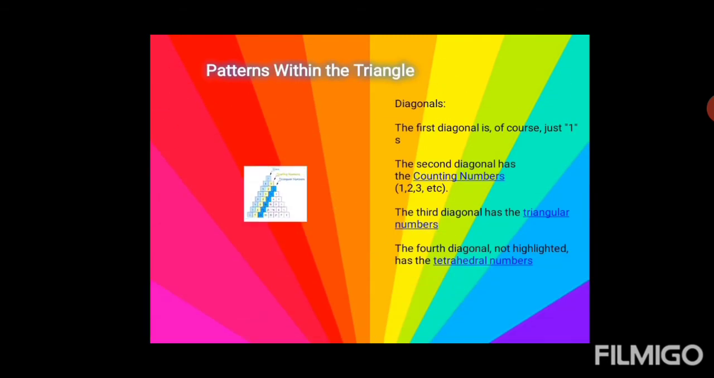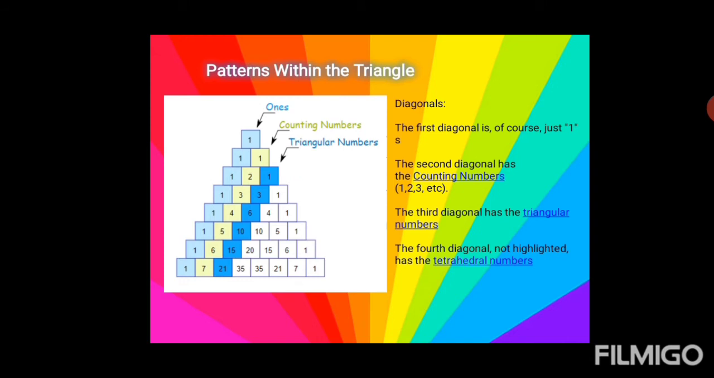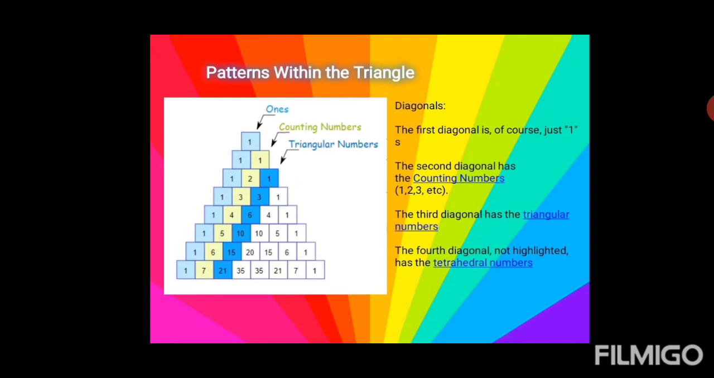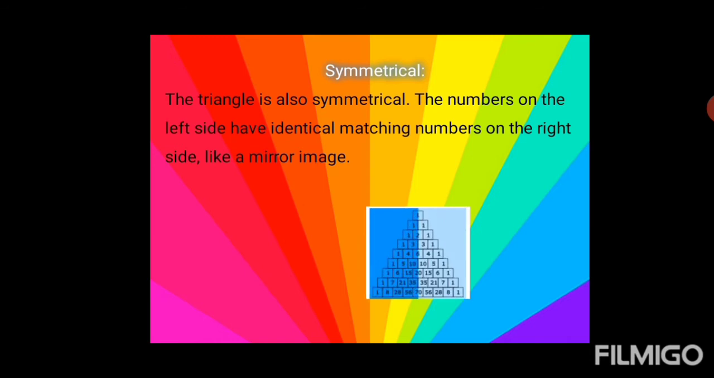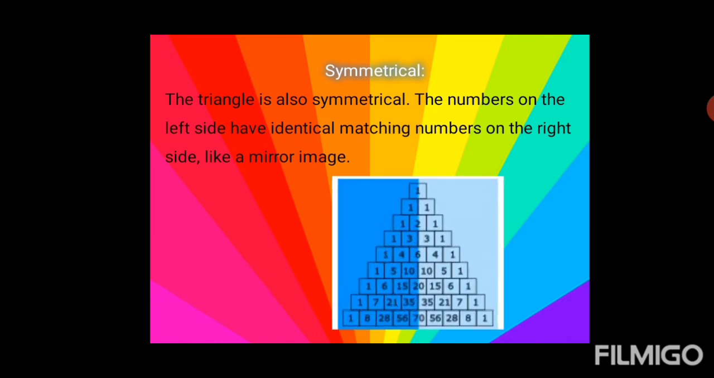Patterns within the triangle. First, diagonals. The first diagonal is of course just ones only. This is pattern. Then second diagonal has the counting numbers 1, 2, 3, 4, etc. The third diagonal has the triangular numbers 1, 3, 6, 10, 15, 21 and so on. The fourth diagonal, not highlighted, has the tetrahedral numbers 1, 4, 10, 20, 35 and so on. Then symmetrical. The triangle also is symmetrical. The numbers on the left side have identical matching numbers on the right side like a mirror image.